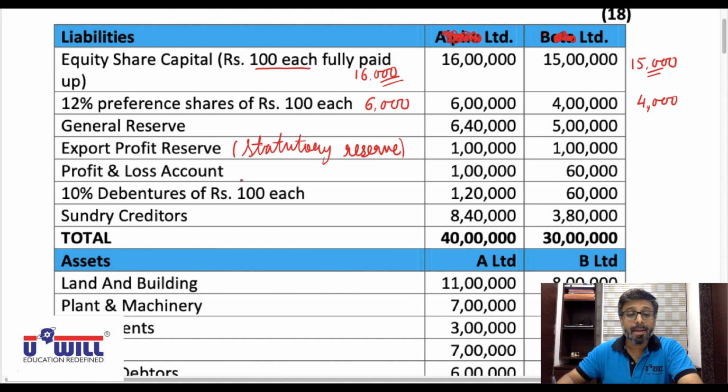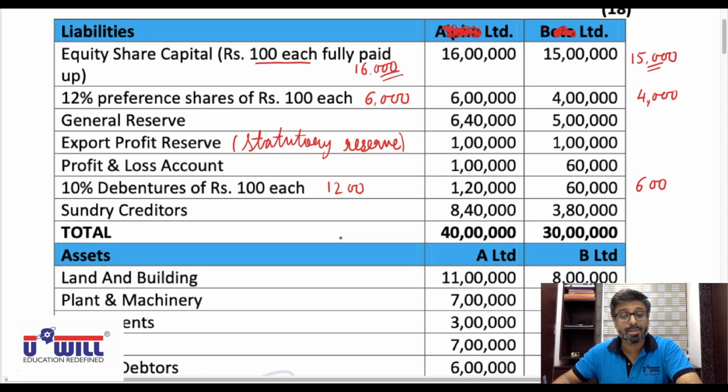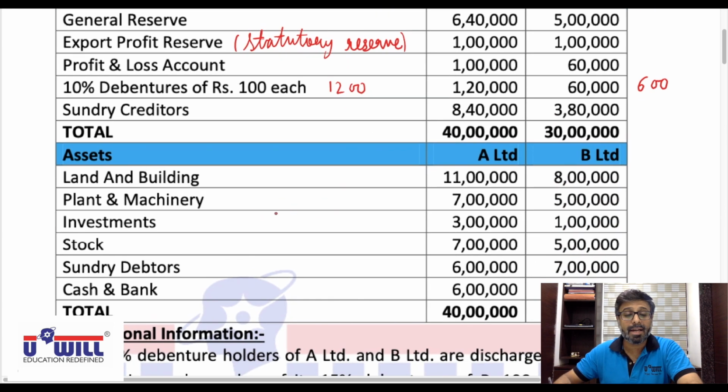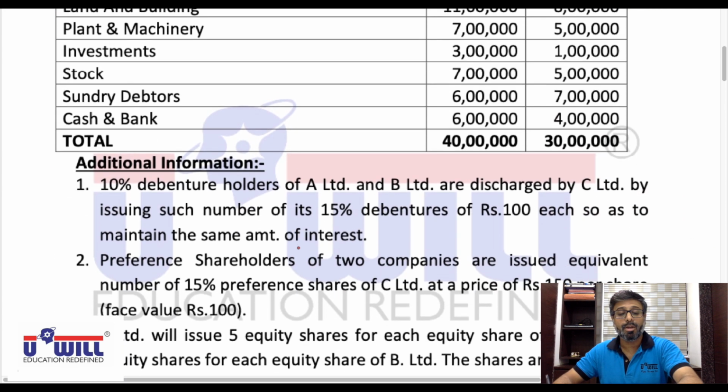Profit and loss account 1,60,000. 10% debentures of 100 each, 1,20,000 and 60,000. So 1,20,000 divided by 100, 1,200 debentures would be there in A Limited, and 60,000 divided by 100, 600 debentures would be there in B Limited. Sundry creditors 8,40,000 and 3,80,000. Land and building, plant and machinery, investment, stock, debtors, cash and bank. Now, first adjustment.